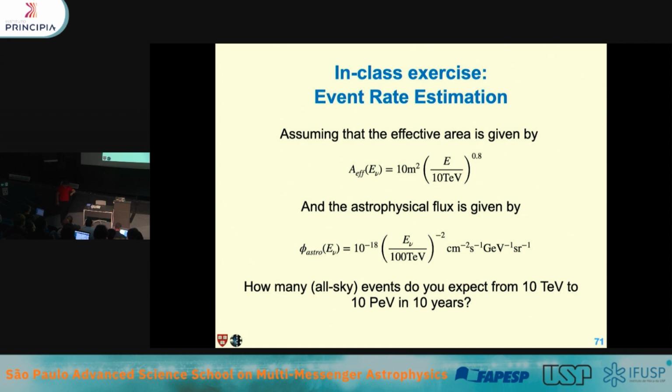So I'm going to give you, let's say, 5 minutes. This is a simple integral, or if you have a computer, this is even faster. So go and compute. Talk to the person next to you. Over 10 TeV. No, this is correct. I switched it up on you.